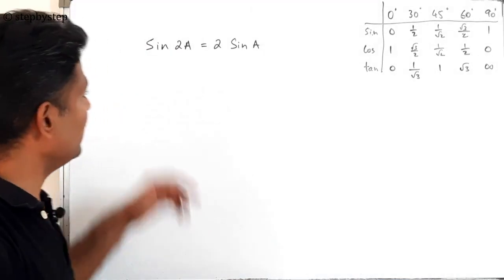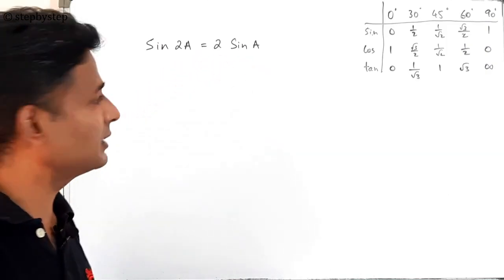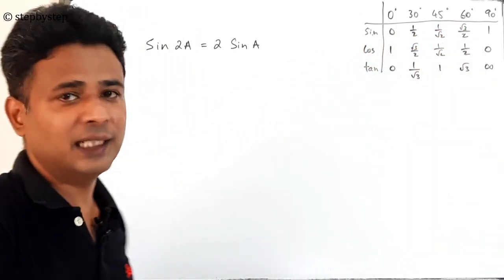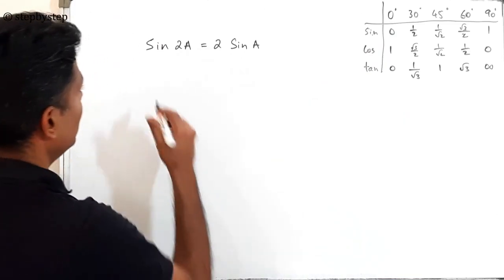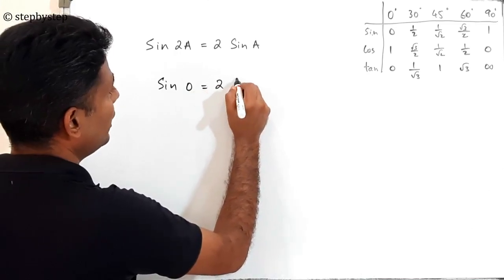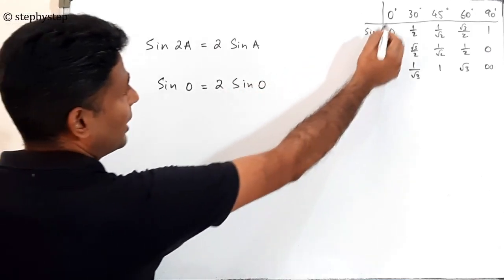Alright guys, now the third question, they have said sin 2a equal to 2 sin a, and you have to choose which is the correct answer, whether a is 0 degree, 30 degree, 45 degree or 60 degree. So we will start with 0 degree. So sin, if a is 0 degree, 2 into 0 is 0, and sin 0 should be equal to 2 sin 0, right? So sin 0 is how much?